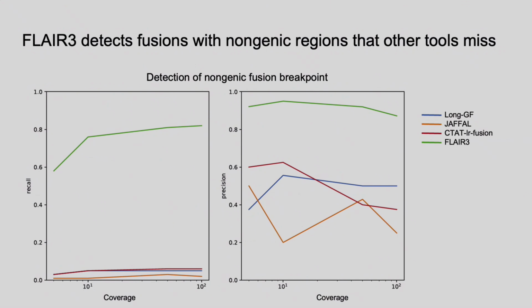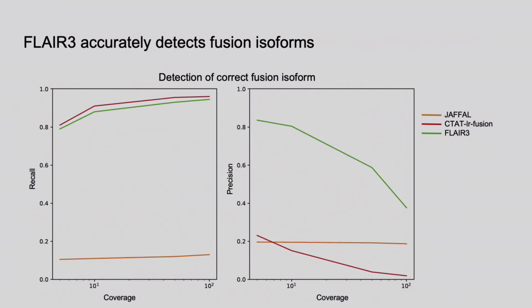So if you, say, have a gene at the 5' end, and then the 3' end aligns to a non-genic region, that can just as effectively, say, knock out a tumor suppressor. But it's something that many tools often miss. Also, of course, splicing is my main thing, and so FLAIR 3 works to accurately detect fusion isoforms. CTAT-LR fusion also reports fusion isoforms, but it does not have a lot of filtering, and so its precision is very low. But FLAIR balances the recall and precision pretty well.